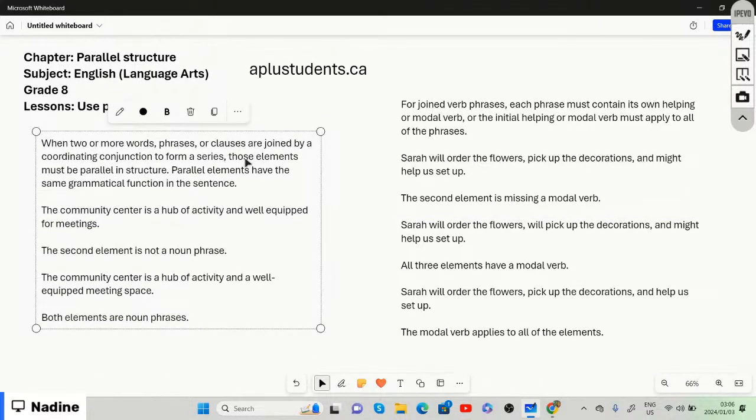All right, so now we see that the chapter is parallel structure. When two or more words, phrases, or even clauses are joined by a coordinating conjunction to form a series, those elements must be parallel in structure. So it needs to first be parallel in structure in order for them to be joined by a coordinating conjunction. And parallel elements have the same grammatical function in the sentence.